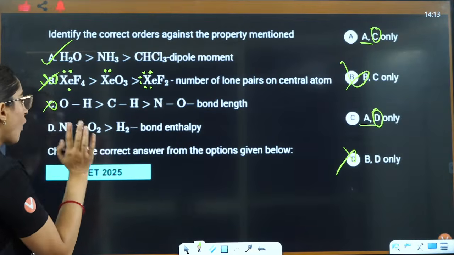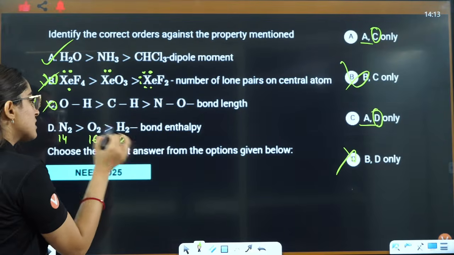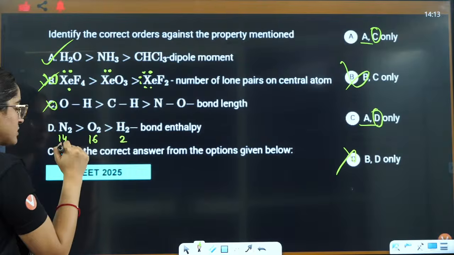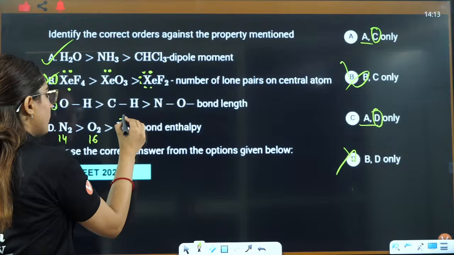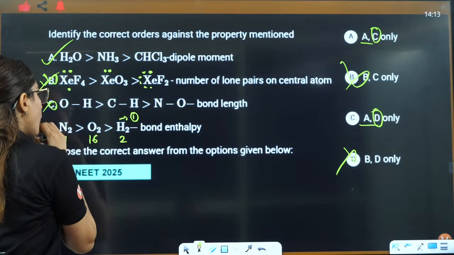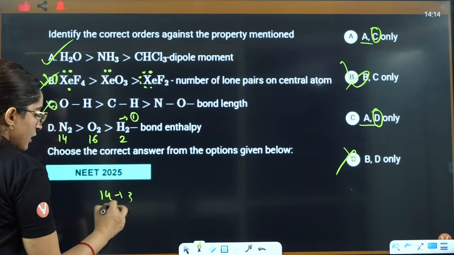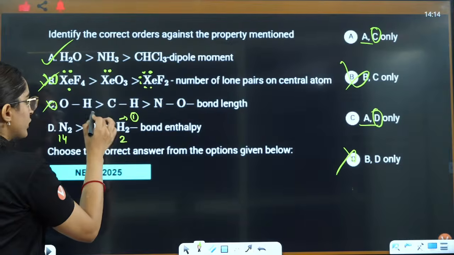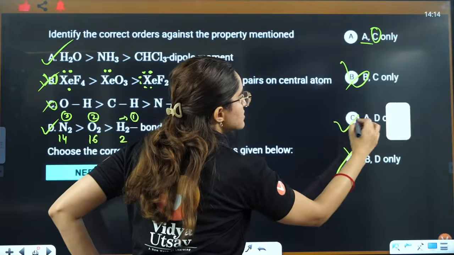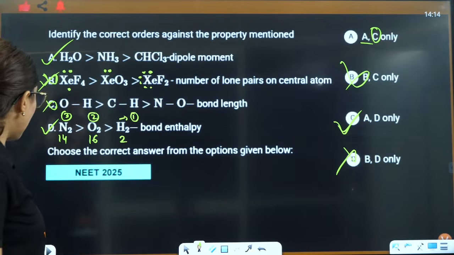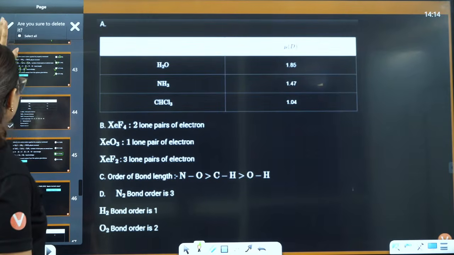Let's see D, bond enthalpy. This has 14 electrons, this has 16 electrons, this has 2 electrons, okay? Here the bond order is going to be 2 by 2, that is 1, right? Here the bond order for 16 is 2, for 14 it is 3, for 15 it is 2.5. So it is going to be 2, it is going to be 3. So that is also correct. So A and D are the correct answers here. Okay, A and D are correct. So you just have to look for the property, and according to that you can answer the question here, right?